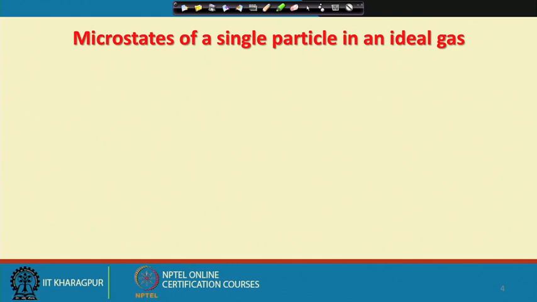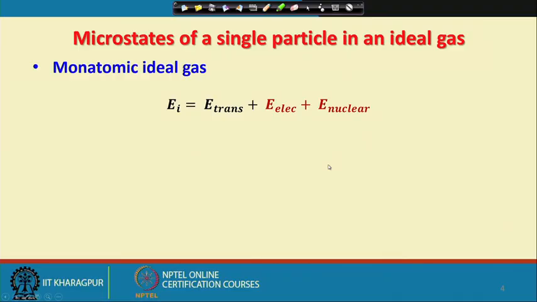So, let us talk about the microstates of a single particle. In order to appreciate the importance of the difference in structure between a monatomic ideal gas and a diatomic ideal gas, let us first look very closely at what happens to the microstates of a single particle in these systems. So, this is what we are trying to highlight over here.